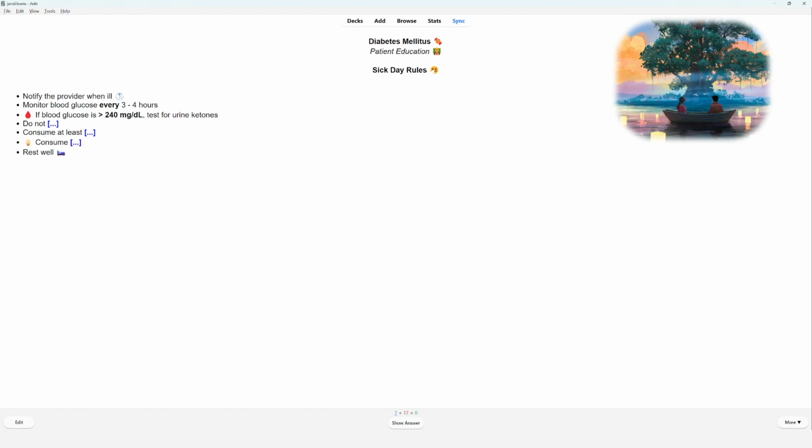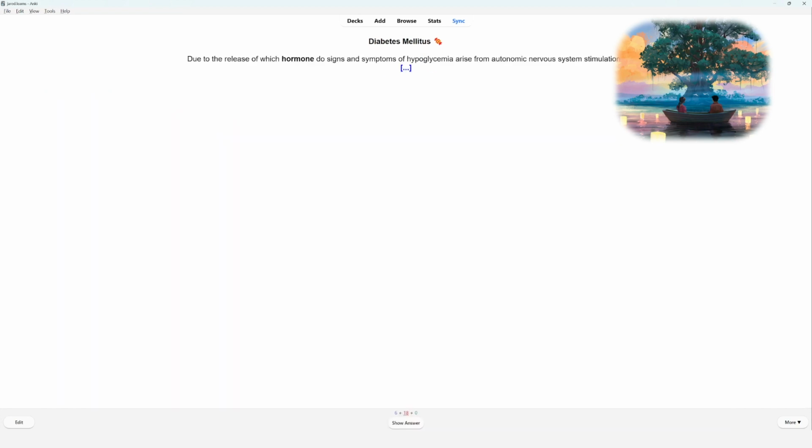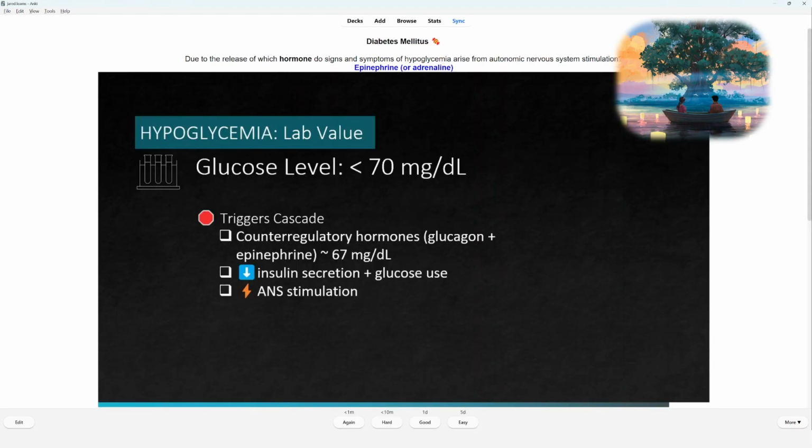Sick day rules: do not stop. Consume at least 4 ounces of sugar-free, non-caffeinated liquid every hour while awake. Consume soft foods or liquid if solids are not tolerated. Do not stop taking insulin or other anti-diabetic medication. The release of which hormone? That is epinephrine.